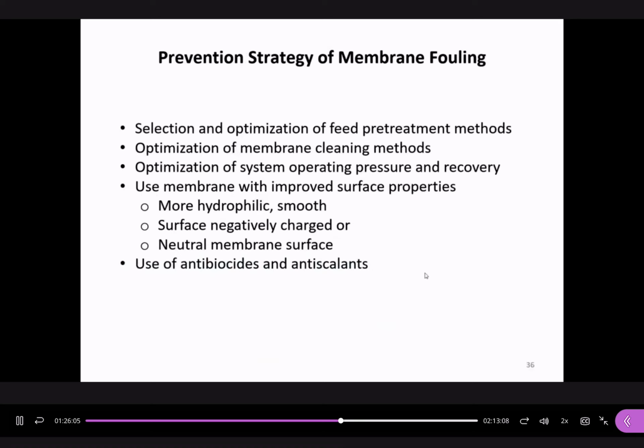We cannot wait for the membrane fouling to happen and then clean. We have to prevent fouling. So pre-treatment is the first thing you should do. Pre-treatment, right? And then cleaning. Also important are system operating pressure and recovery, right? And use membranes with improved or desired properties, different membranes, right? And then use disinfectant to control biofouling. Use anti-scalant to control precipitation of salts.